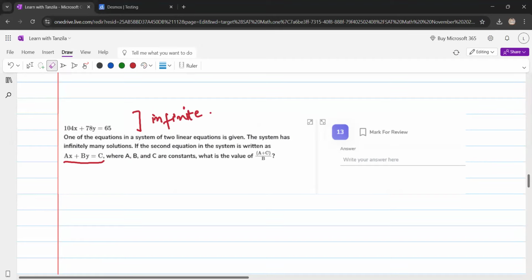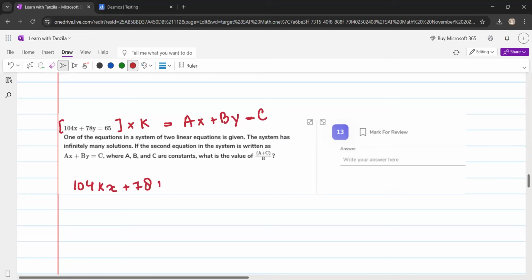Think. Let's say when you have infinite solutions, you basically have the same equations, right? The other equation is just this equation multiplied with some number. Let's say K you are multiplying with, and you will get AX plus BY equals C. I'll show you two ways to do this question. If I multiply it with K, what am I getting? 104KX plus 78KY equals 65K.